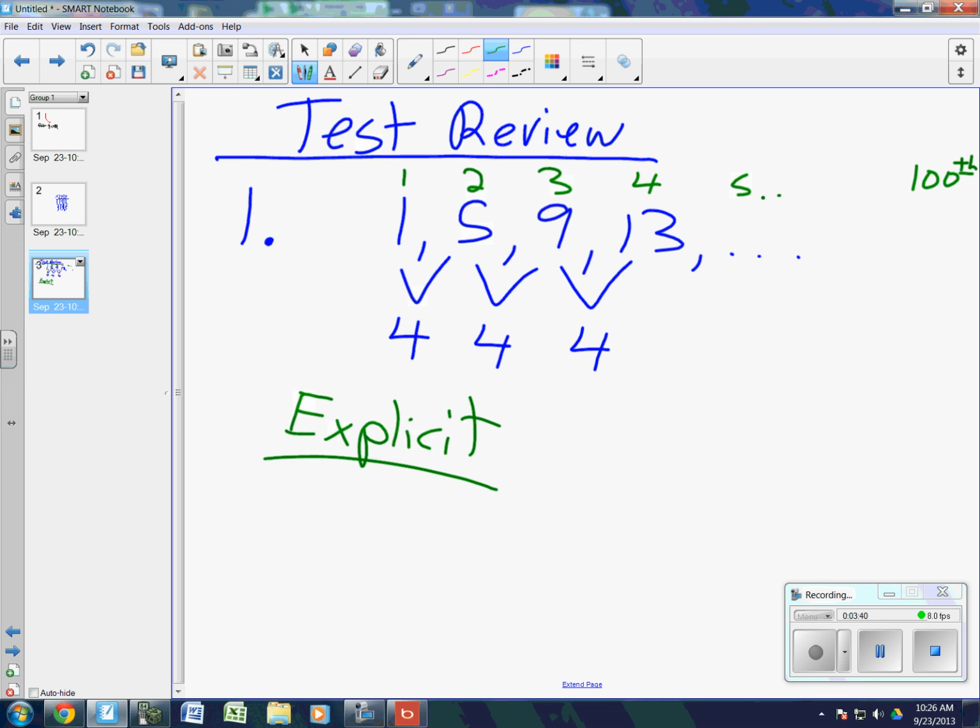Now, with linear equations, the most important thing is to find out what the constant difference is. What is the constant difference here? 4. And so my equation is going to be written like this. We're going to write it as f of x equals 4x.